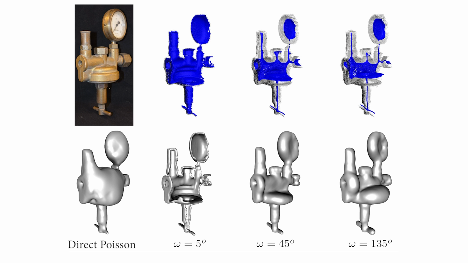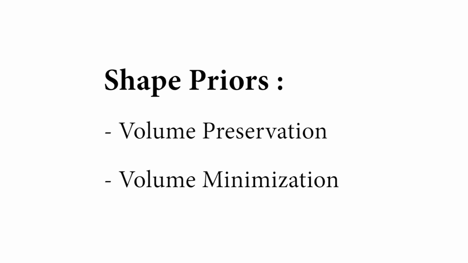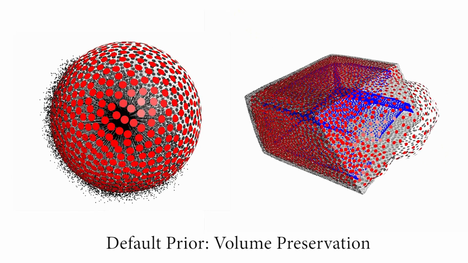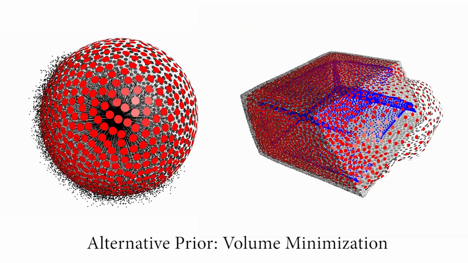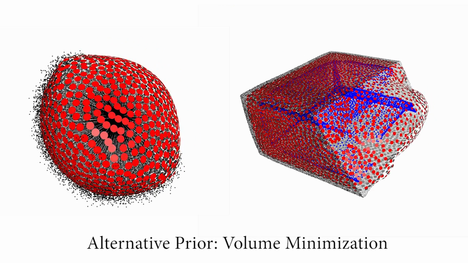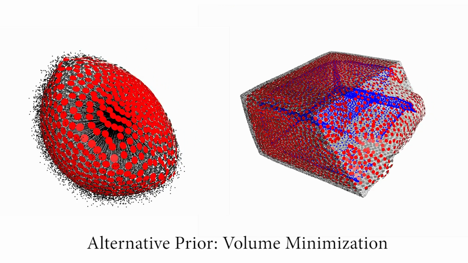Here's another set of results using different omega values. D points allow us to easily include different shape priors. Here, the default prior preserves local volume in the completed region. As an alternative, we also provide a prior that minimizes the volume of the missing area.